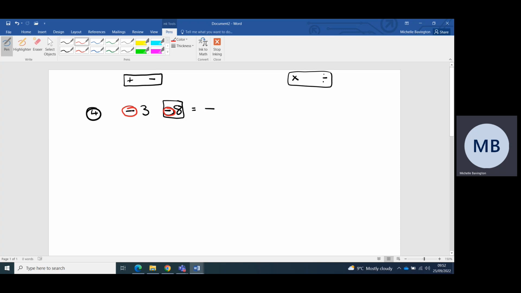And then the next bit to it: mixed is minus, same is add. So here we've got a minus and a minus. Well, these are the same. So I take my numbers and I add them. 8, 9, 10, 11. 11. Nice and easy, not too bad.